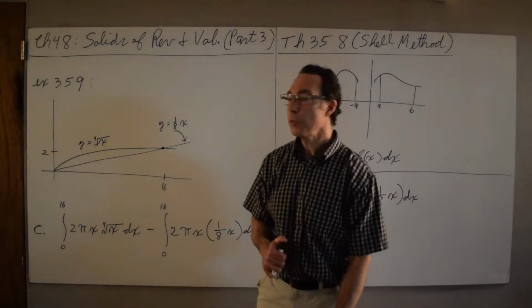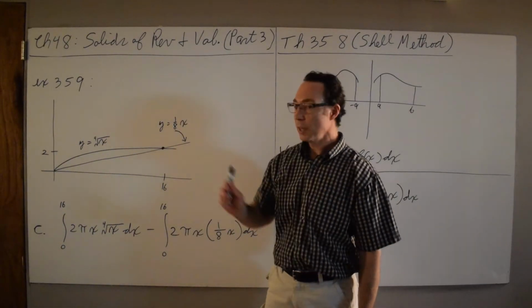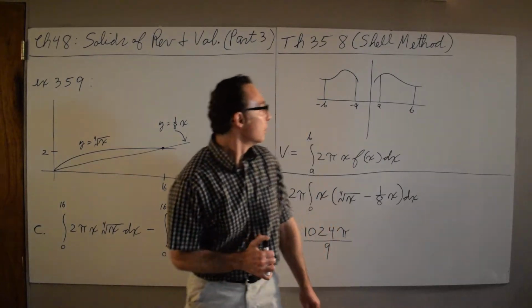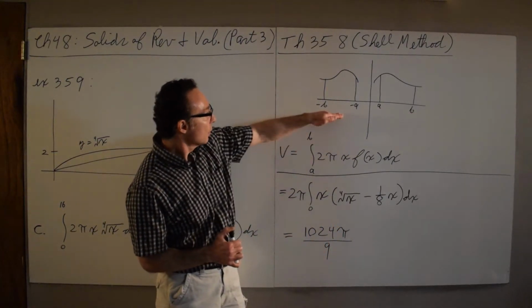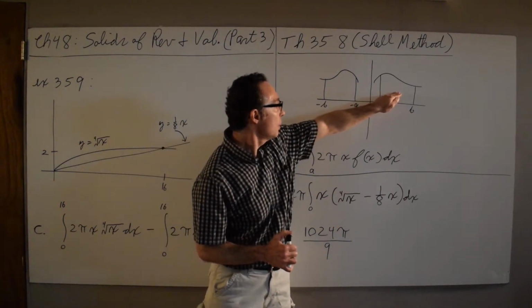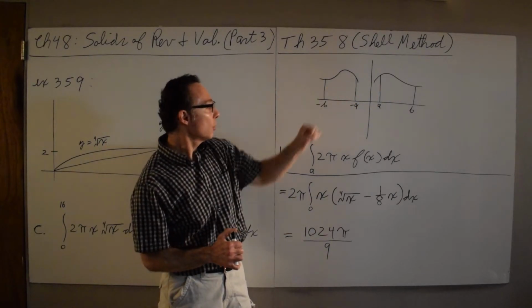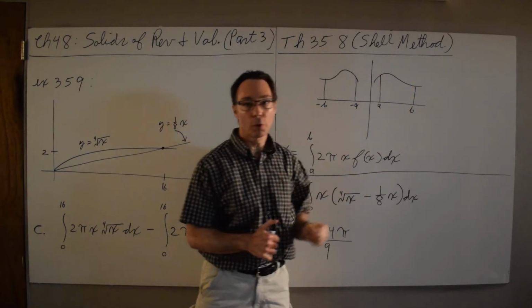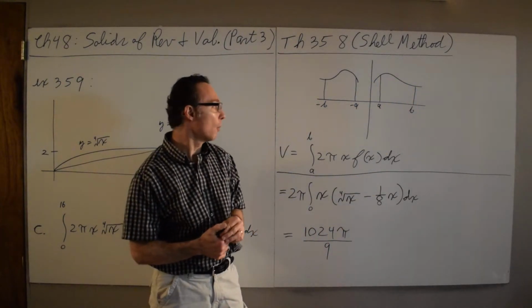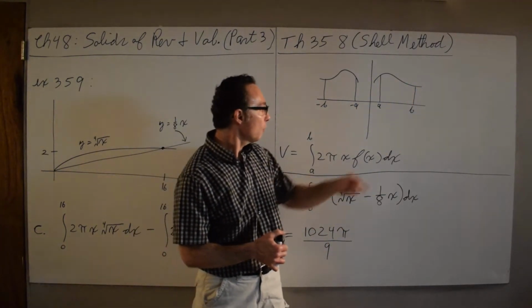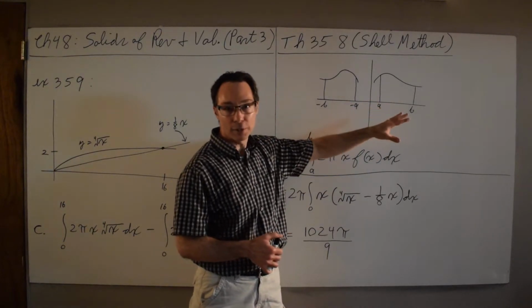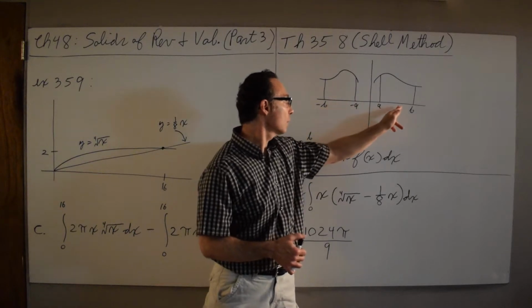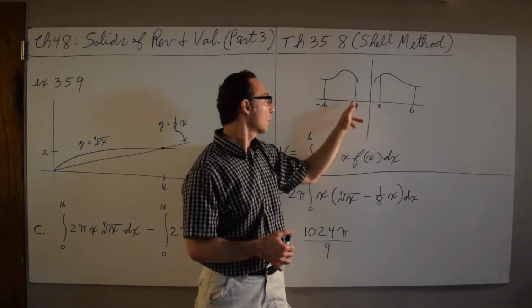In the third and fourth videos of chapter 48, we're going to talk about the shell method. The shell method uses the same idea as the washer method or the disk method. We have this function that we're going to use to create a three-dimensional solid. Only instead of revolving this around the x-axis or another horizontal line, we're going to revolve it around the y-axis.